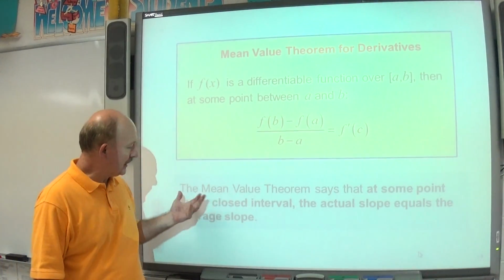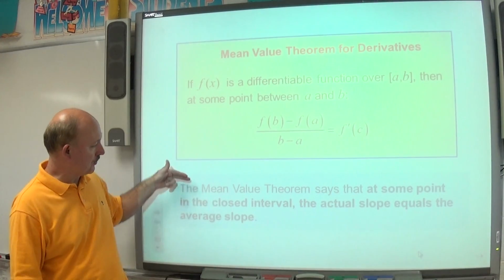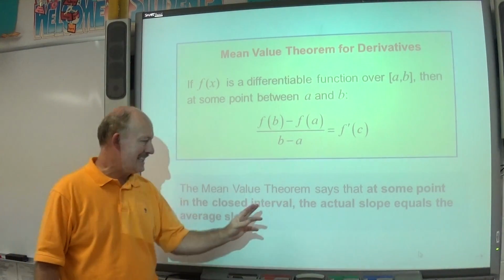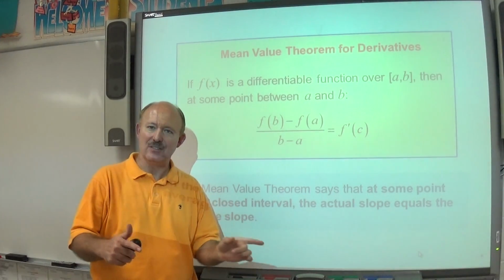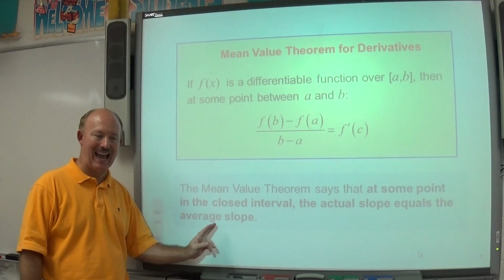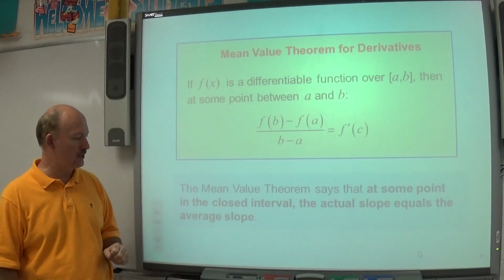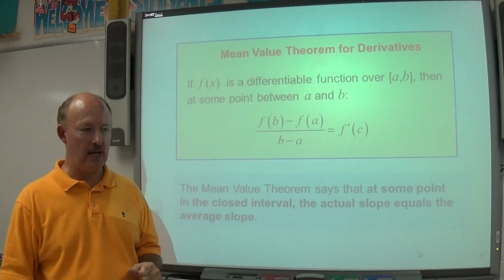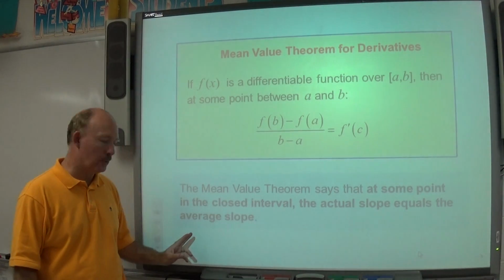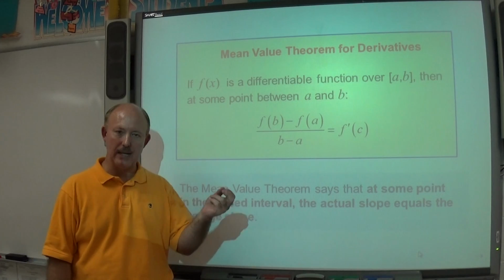Also, basically what the mean value theorem says, like I said a second ago, is that at some point on the closed interval, the actual slope, what would be the instantaneous rate of change, equals the average slope, so the average rate of change. So the instantaneous rate of change will equal the average rate of change. This is what this implies. It simply indicates the actual slope equals the average slope at some particular value.